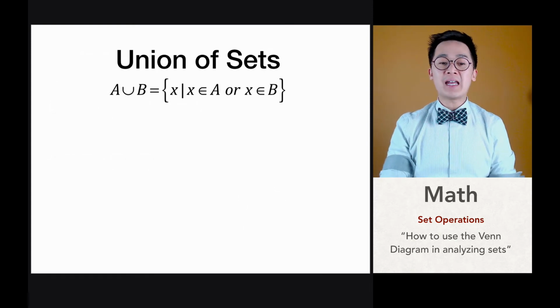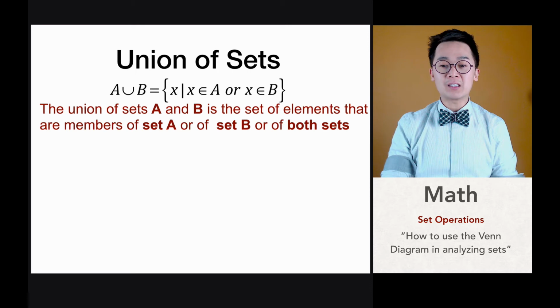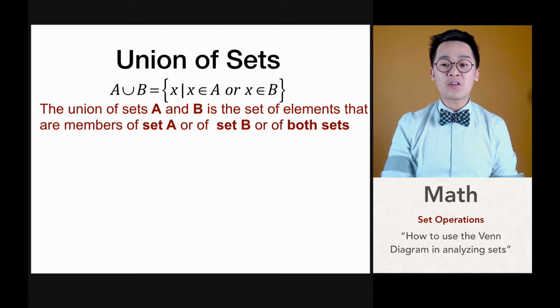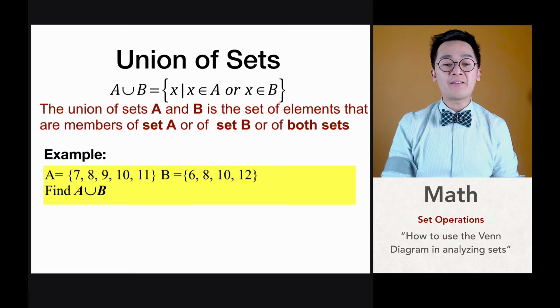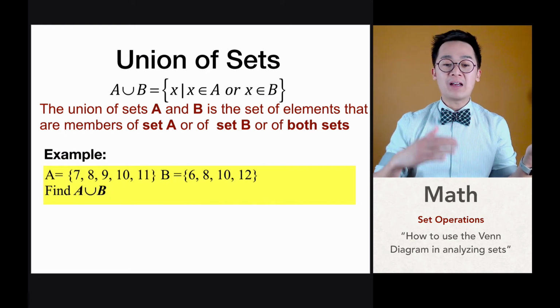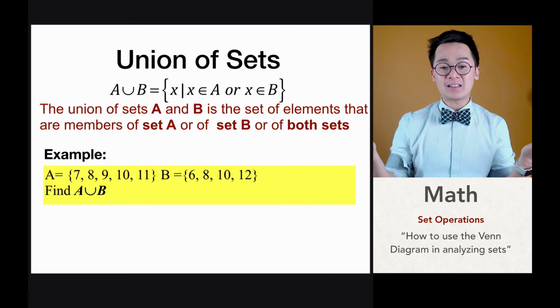Now the union of sets given by this symbol is basically the union of sets A and B, that is, the set of elements that are a member of set A or of set B, or both sets. So basically we're finding all the elements that are common between A and B, and also the elements that are not common in A and B. So if we have set A, which is 7, 8, 9, 10, 11, and set B, which is 6, 8, 10, and 12.